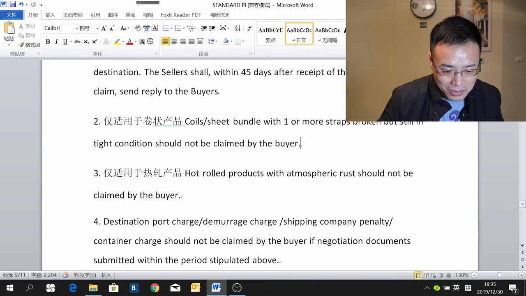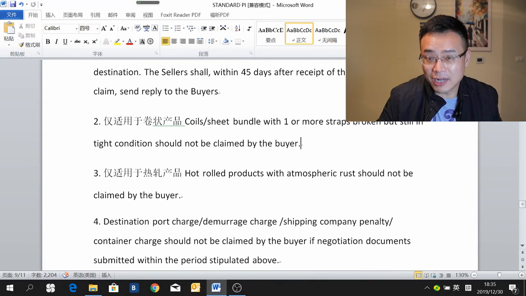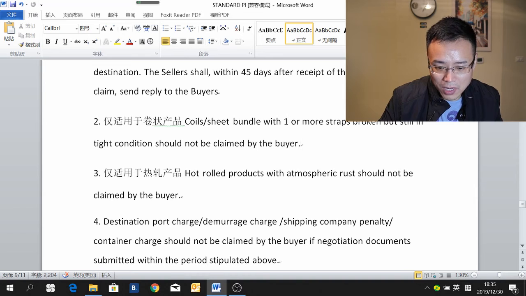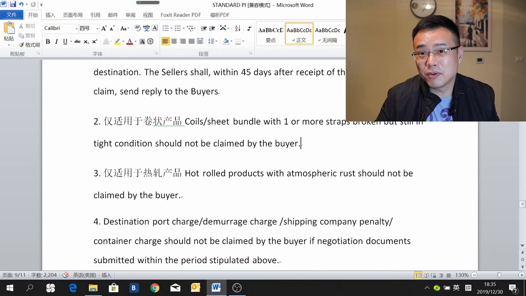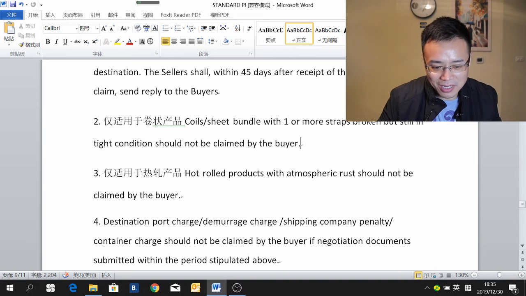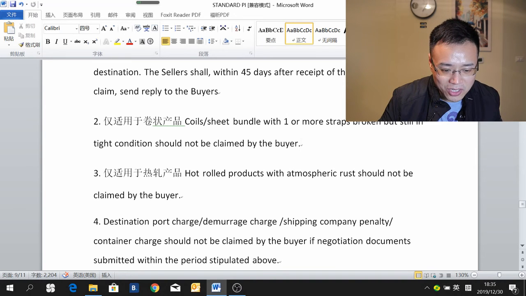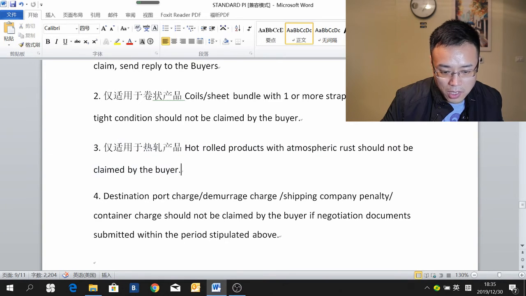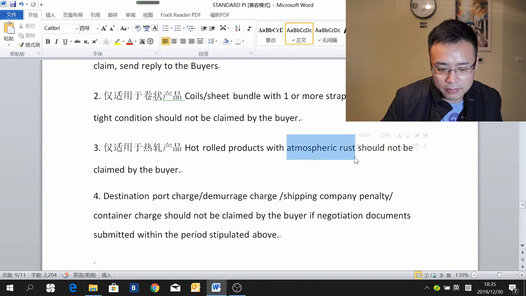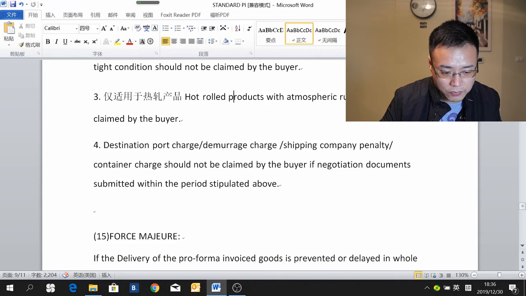Here is only for my product, hot rolled coil. But you can copy similar terms, a similar clause for your product. For example, one or more straps broken, or the package gets damaged, a little bit loose. However, if the cargo is still in tight, good condition, then such a claim should not be made by the buyer. This one is also for the hot rolled product. It's talking about atmospheric rust. This is quite normal on my products.